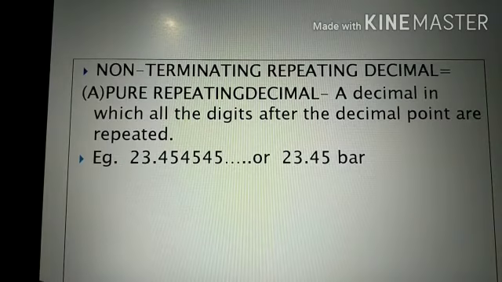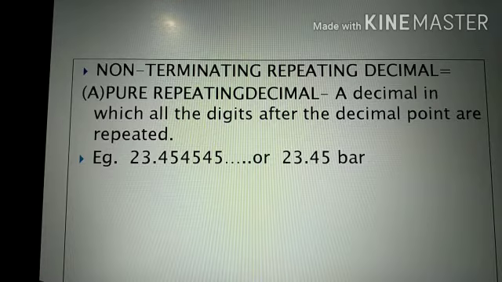Children, we know that every rational number has two types of decimal representation. One is terminating decimal representation and the second one is non-terminating repeating decimal representation. We have learned how to convert terminating decimal numbers into rational numbers in lower classes. Now we are going to learn how to convert non-terminating repeating decimals into rational numbers.